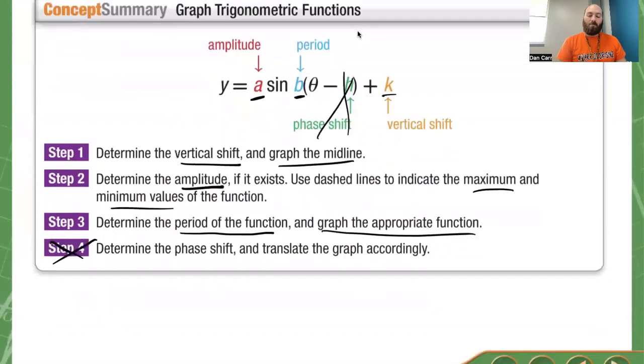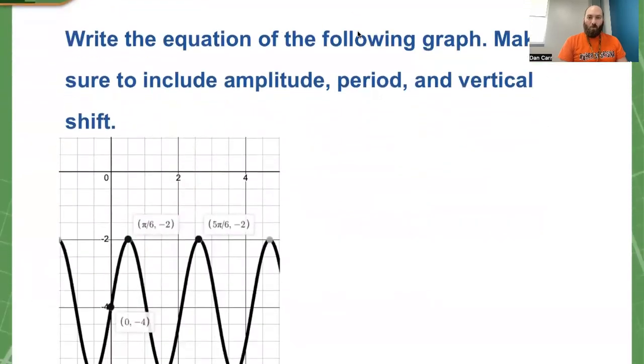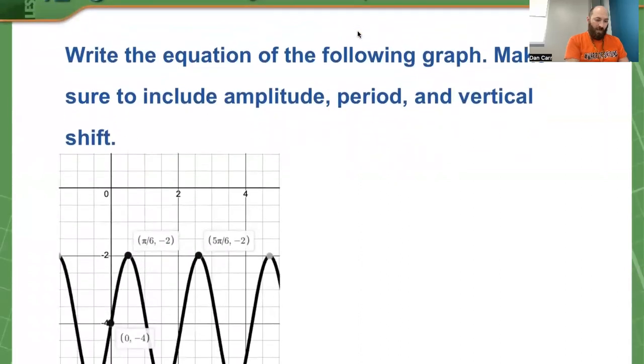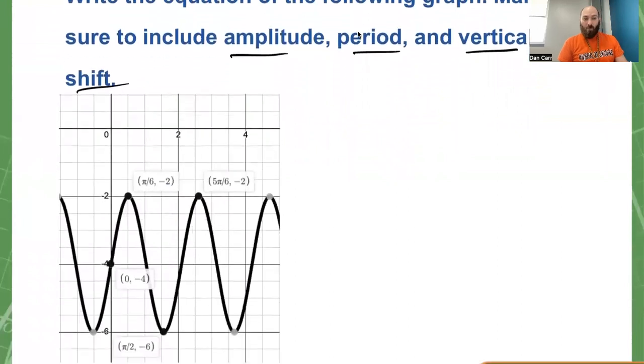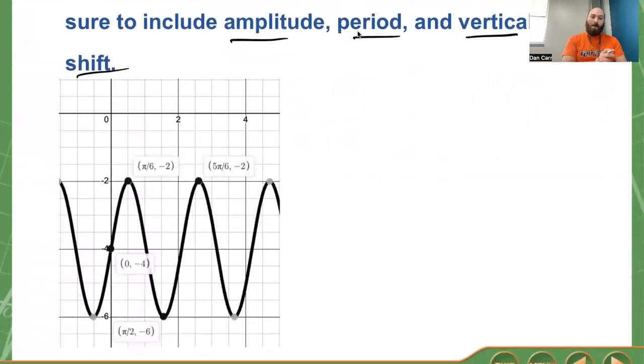All right. So we want to write the equation of the following graph. We're going to include the amplitude, period, and vertical shift of this. So here's my graph right here. Okay. So again, highlight some of the key points here. First thing is look for that midline. You can see that it's going right down here. So y equals -4, which means my k value is -4.